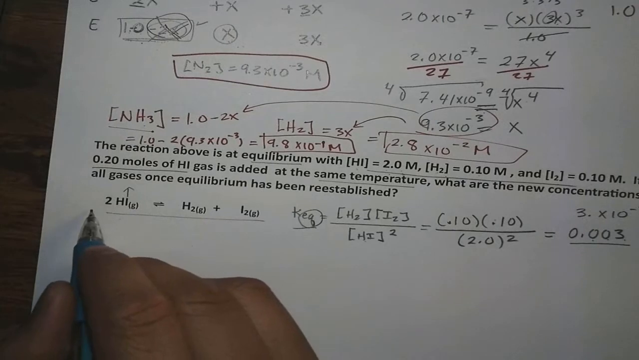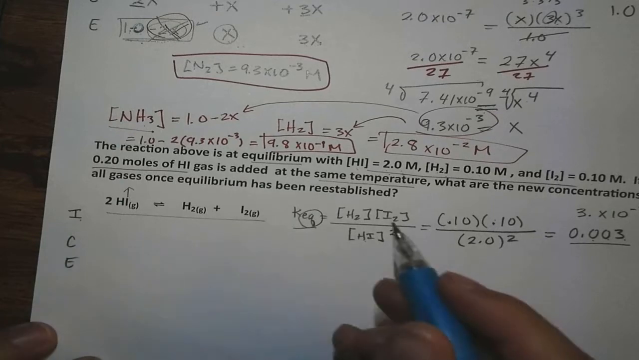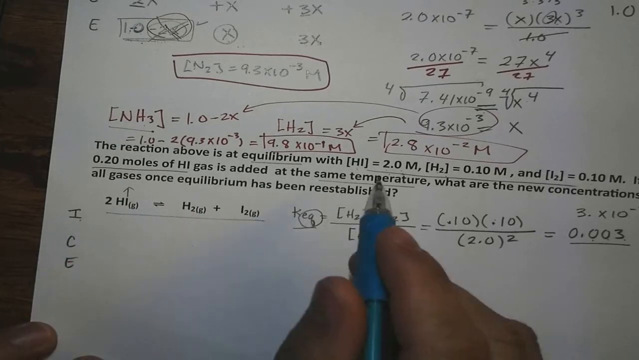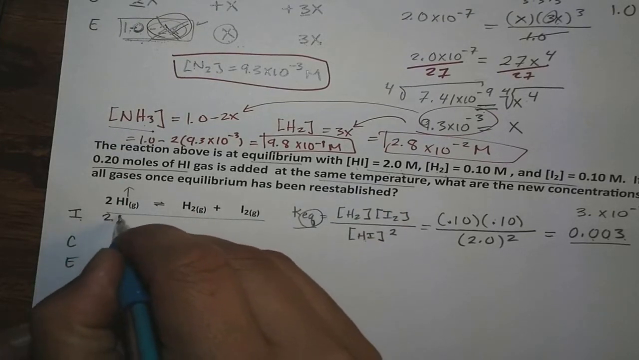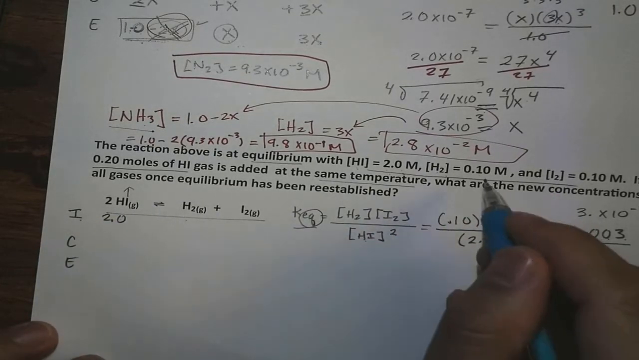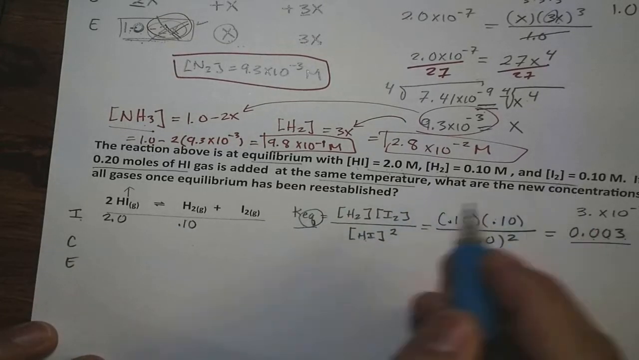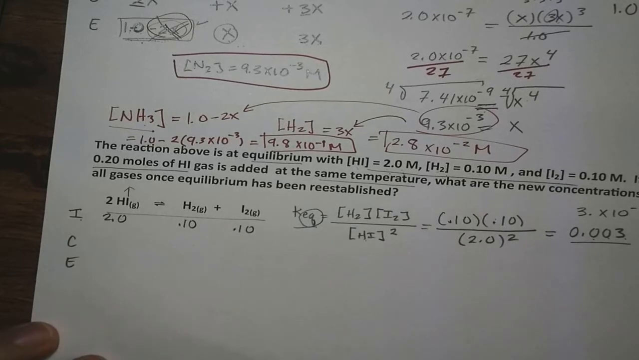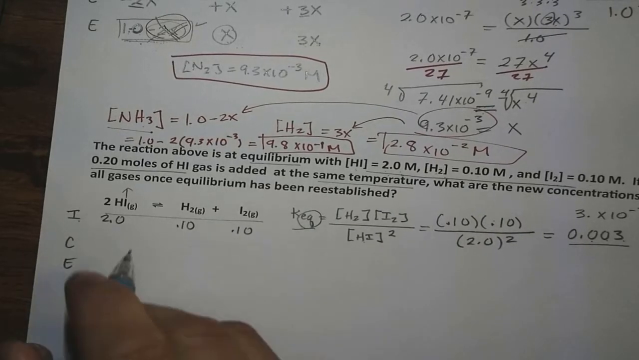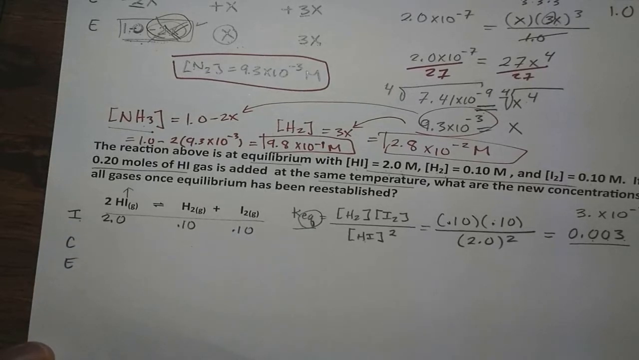First of all, we apply the ICE method right here, the ICE table. I is for initial. For initial, we now have a specific value, which is 2.0 M, okay? And for H2, we don't have 0, but we have a specific one, which in this case is 0.10. The same thing for I2 is 0.10 as well. So that's a big difference, okay? This is happening at equilibrium. Now we're going to add into it so that we change it in a way that is going to affect our equilibrium.